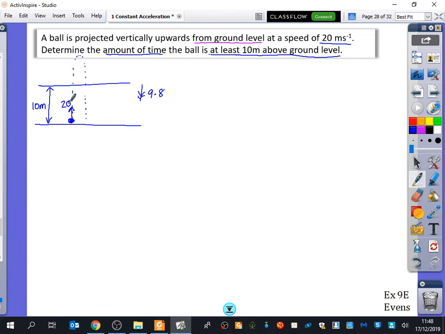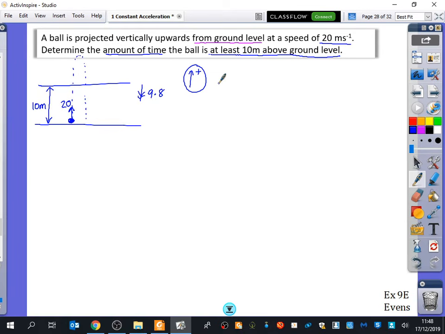Can you tell me, out of S, U, V, A, and T, any of the values that we know about? And before that, which direction do you want to take as positive? Okay, so we can take that as positive. I don't mind which you pick.